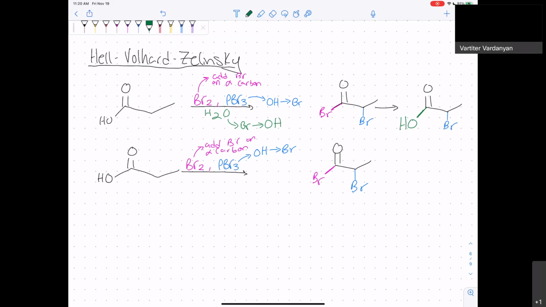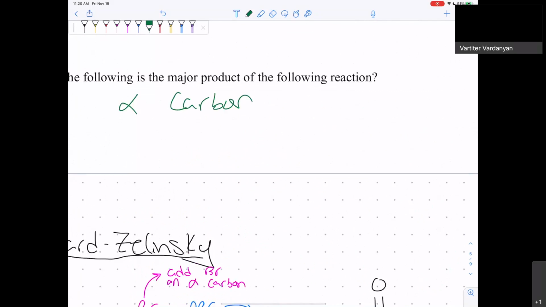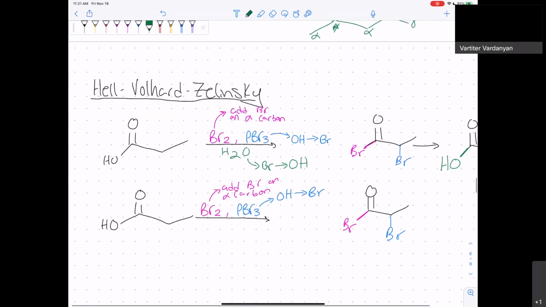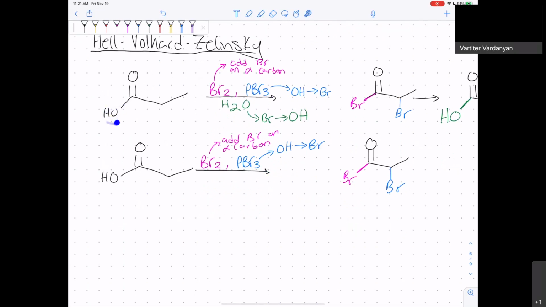So Bella and then Barry. It is. So the alpha carbon is anytime we have a carbonyl. So this is the important carbon. This guy is the alpha. This is beta. This is gamma, and so on and so forth. Yeah, so on both sides it'll be alpha, but in this case, we don't have a carbon on this side.